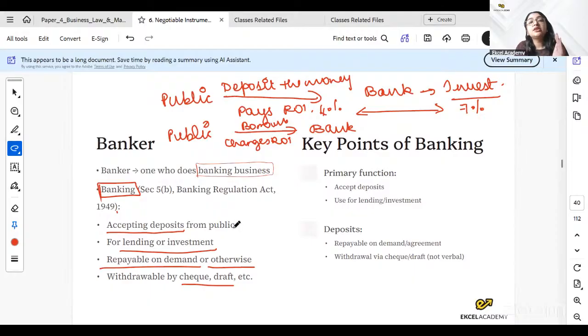Or let's say my fixed deposit is for a fixed period of 2 years. Then in that case, at the end of that 2 years, I'm going to withdraw that amount. And how can I withdraw it? It can be either by your check, a draft, etc.